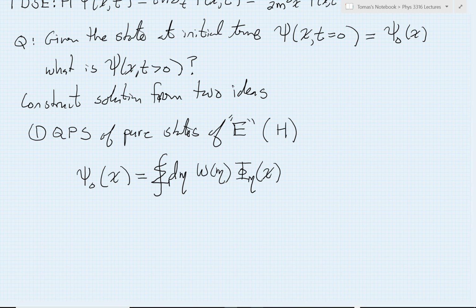Now, I realize that the first time we write this down with this sum integral and this eta, it can be a little bit conceptually confusing. So what I'm going to do is just write down what this would look like for a particular quick example.